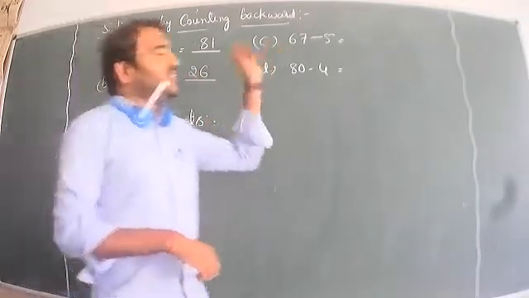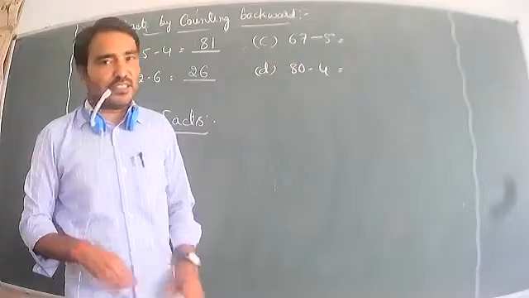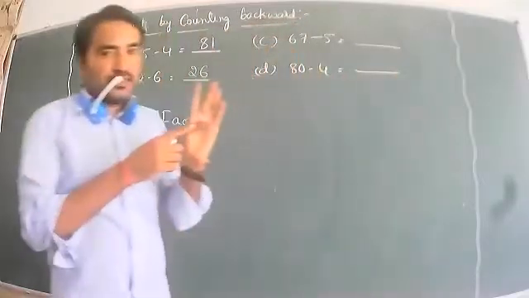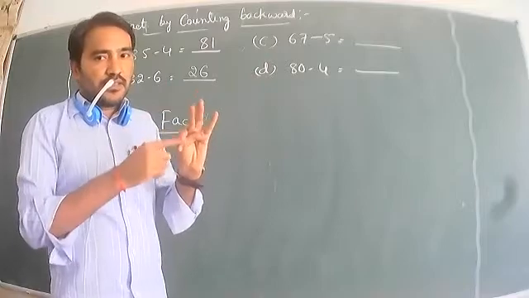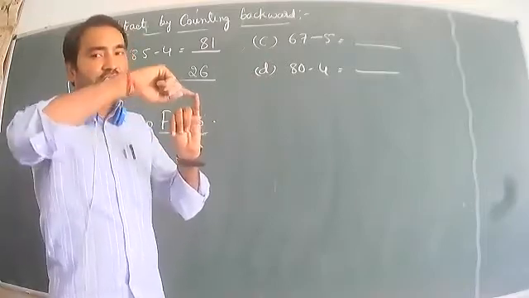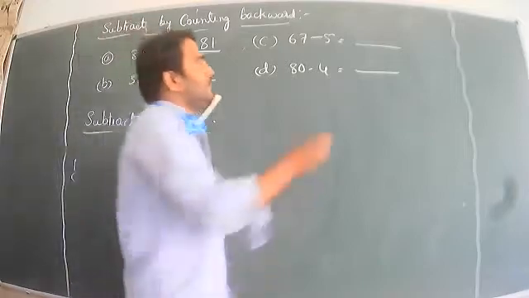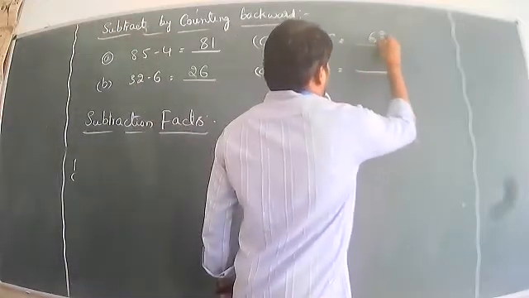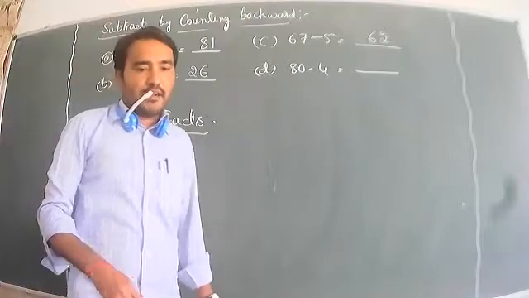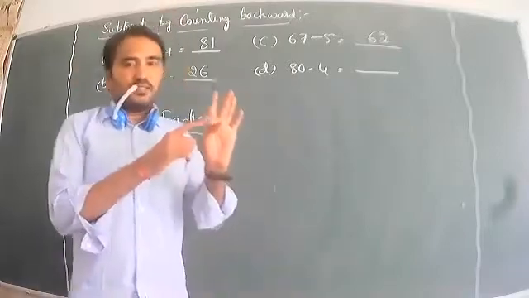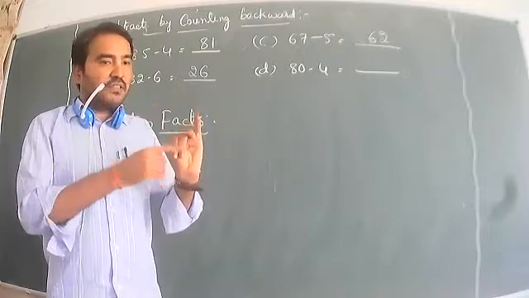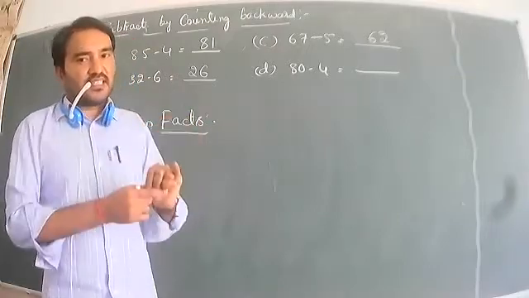Now 67 minus 5. We can count backward: 67, 66, 65, 64, 63, 62. Now 80 minus 4. 80, after that 79, next 78, 77, 76.